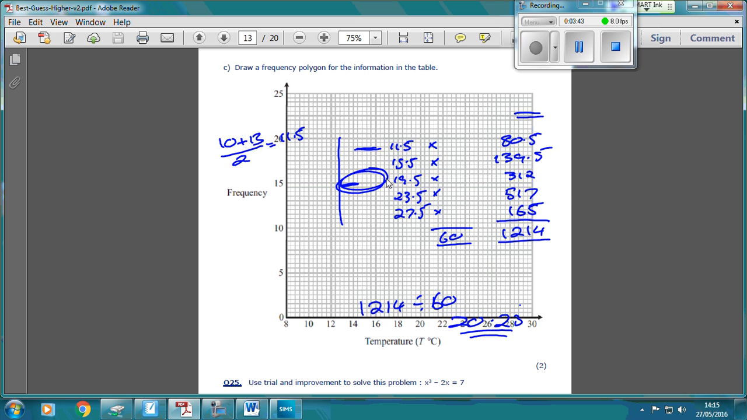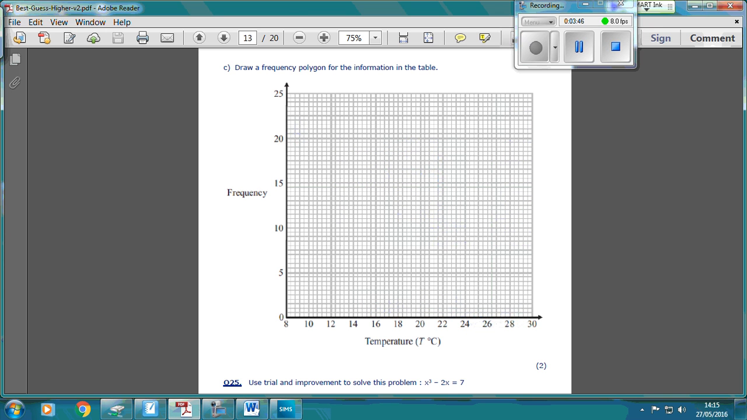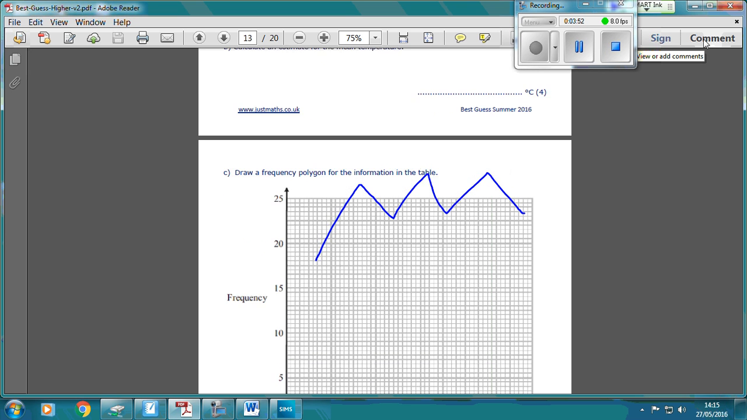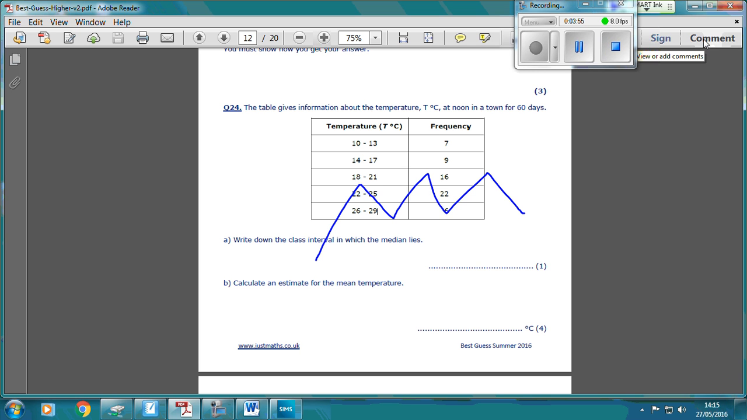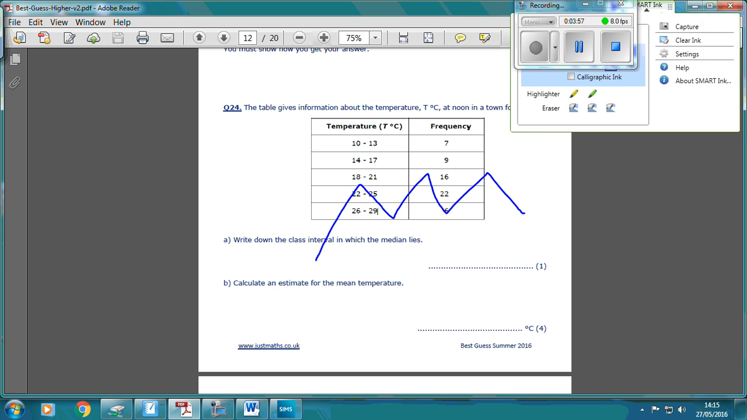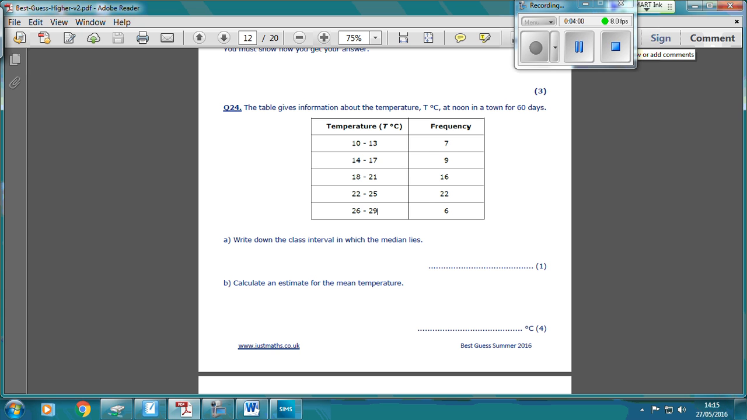And now we're going to do a frequency polygon for this. A frequency polygon is a line graph which goes up and down like this. What we have to do is plot the midpoint against the frequency. So that's going to be 11.5 plotted against 7. It's going to be 15.5 plotted against 9. 19.5 plotted against 16. 23.5 against 22. This is really, really easy, but people forget that it's called a frequency polygon. 27.5 against 6. So again, that is why we're doing revision.